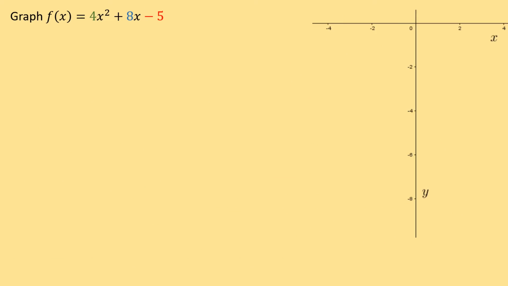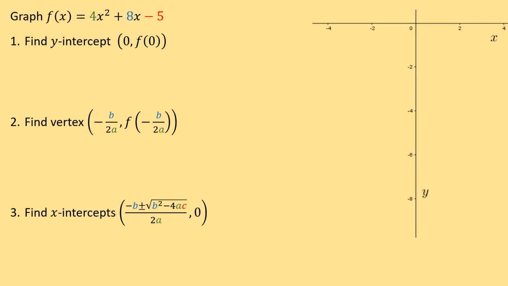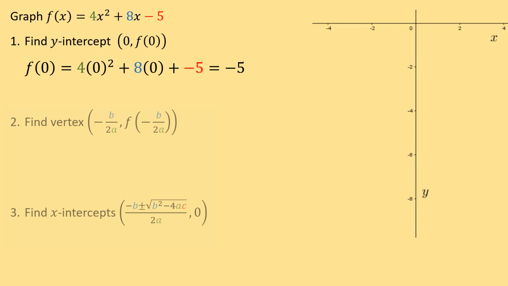So let's work with another example. Say we want to graph the function f of x equals 4x squared plus 8x minus 5. My a value is positive, so that's going to tell us that our parabola is going to open upward, or it's concave up. And then once again, we can find these three sets of points. We can find the y-intercept by plugging 0 into our function, and when we plug that in, we get negative 5 back, so our y-intercept is going to be (0, negative 5), and we can plot that point on our graph.